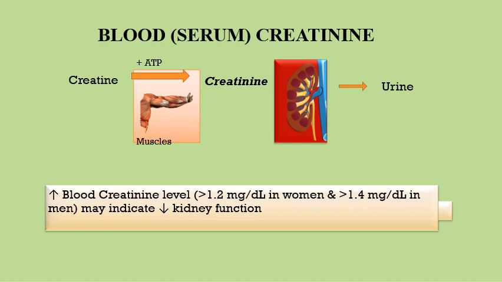Creatinine is normally filtered and removed from our bodies by our kidneys, but if they don't do so, the amount of creatinine in the blood starts to build up. A normal creatinine level in a woman is less than 1.2 milligrams per deciliter, and in a typical man it's less than 1.4 milligrams per deciliter. If the values are above that, they may indicate a kidney problem.